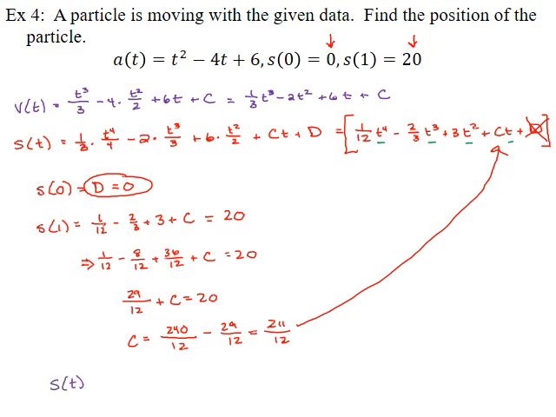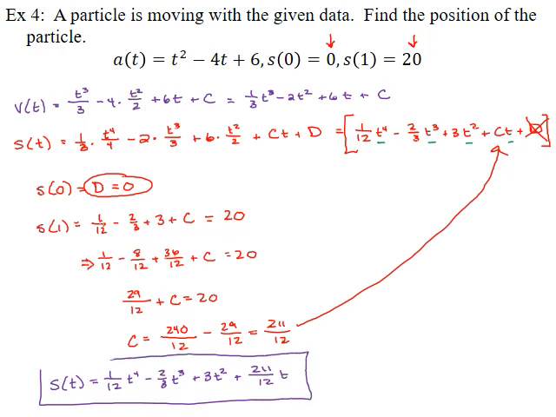S of t is equal to 1/12 t to the fourth minus 2/3 t cubed plus 3t squared plus 211 over 12 t. Remember, the value of d went to 0 earlier, so I'm not worried about that. And that is how you can find your position function based on the information given.